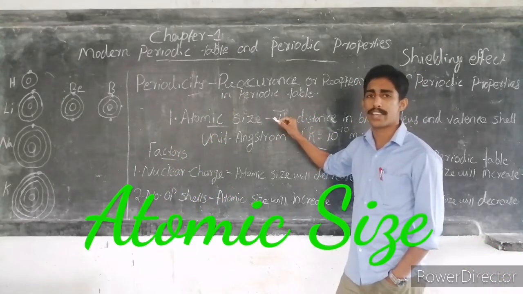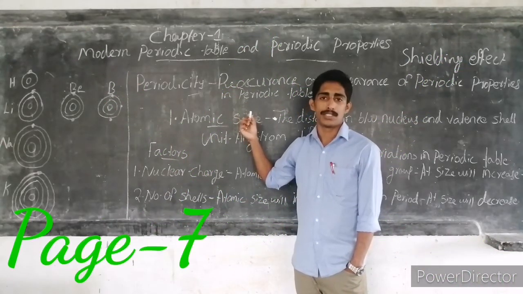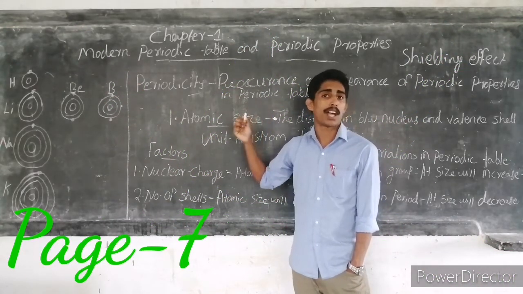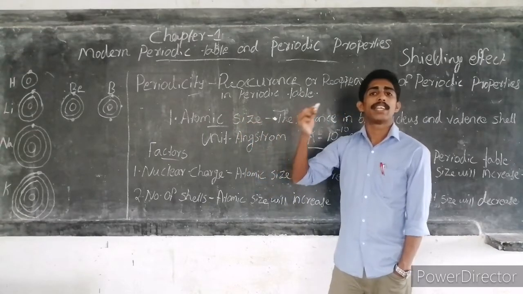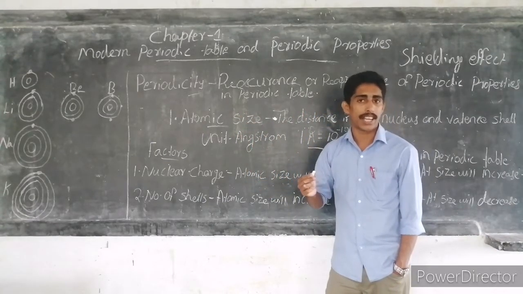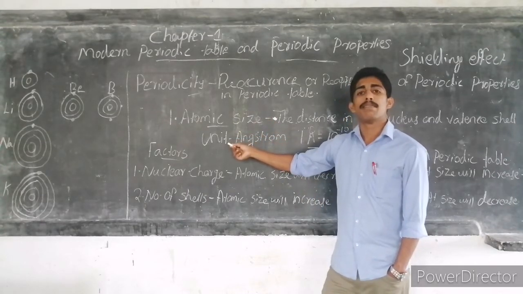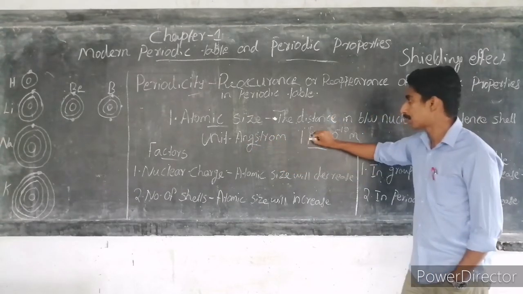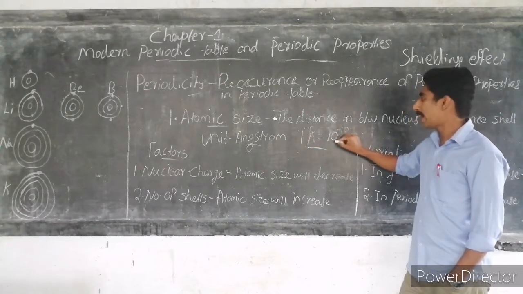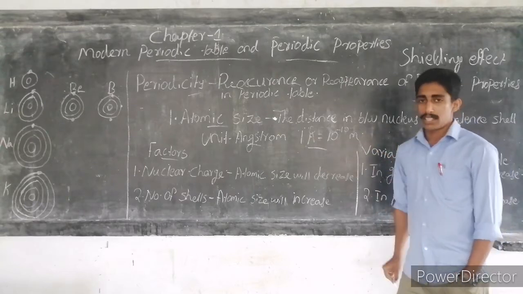The next one is atomic size. What do you mean by atomic size? The size of the atom is known as atomic size. Very simple. Then how can we measure the atomic size? Atomic size is the distance between the nucleus of an atom and its valence shell. We can measure the atomic size in angstrom, and 1 angstrom is equal to 10 raised to minus 10 meter.